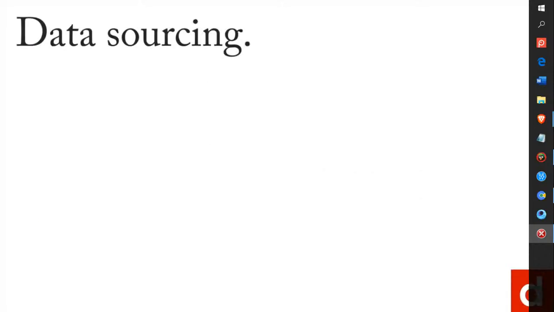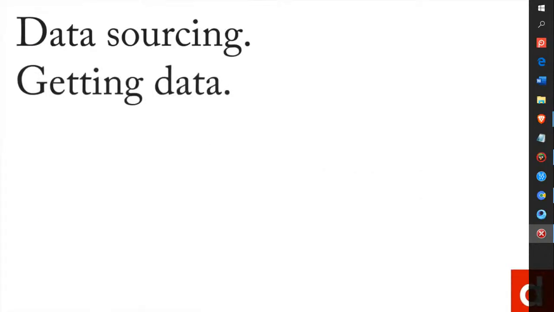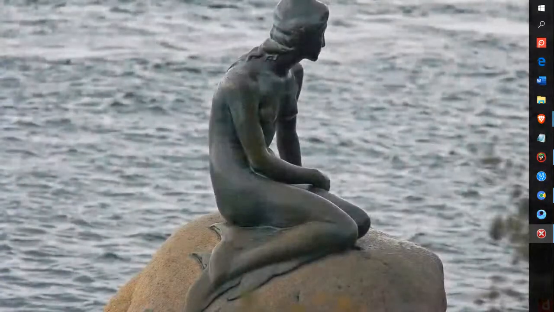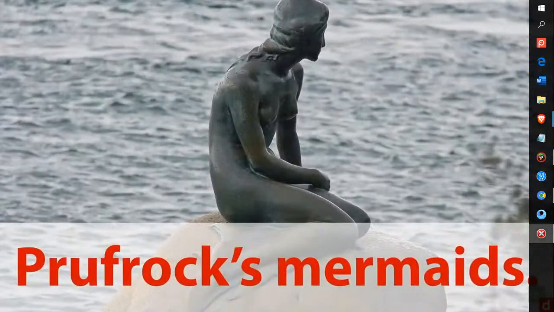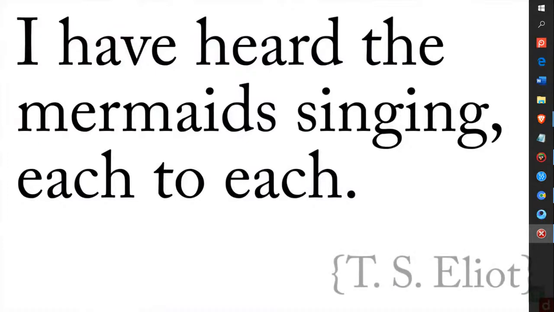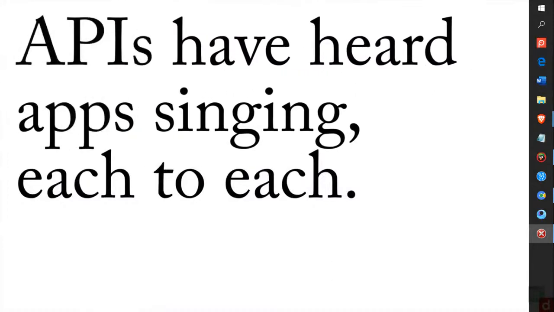When it comes to data sourcing, a really good way of getting data is to use what are called APIs. Now, I like to think of these as the digital version of Prufrock's Mermaids, if you're familiar with the love song of J. Alfred Prufrock by T.S. Eliot. He says, "I have heard the mermaids singing each to each." That's T.S. Eliot. And I like to adapt that to say, APIs have heard apps singing each to each.